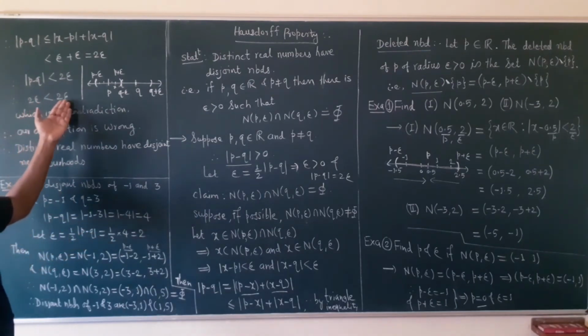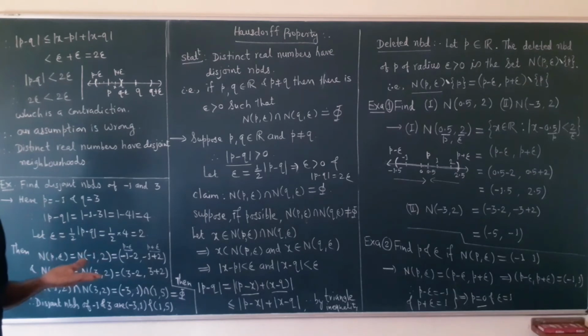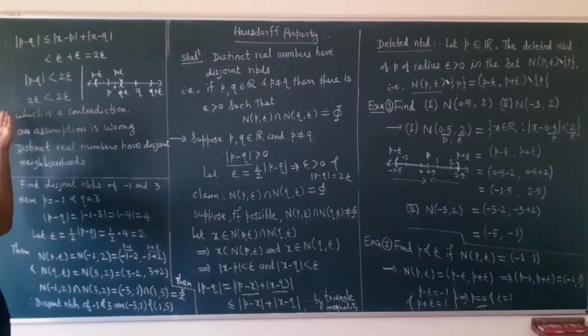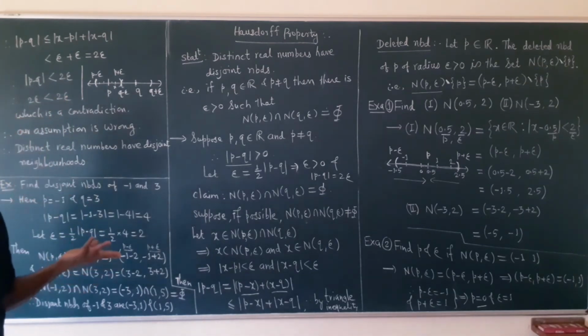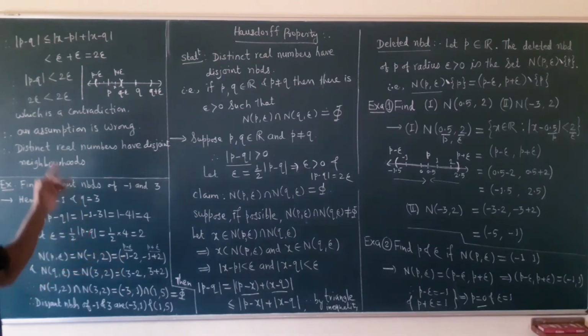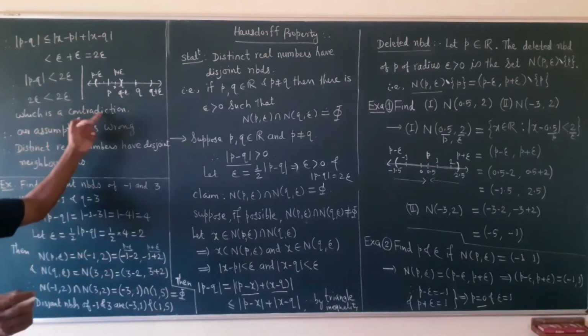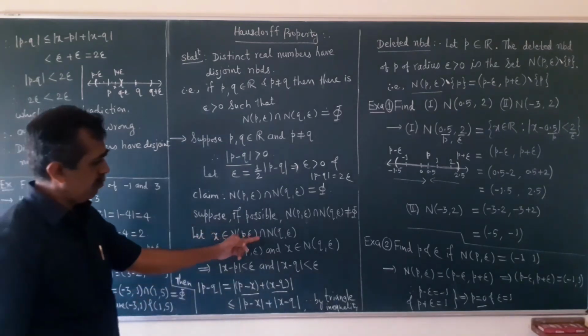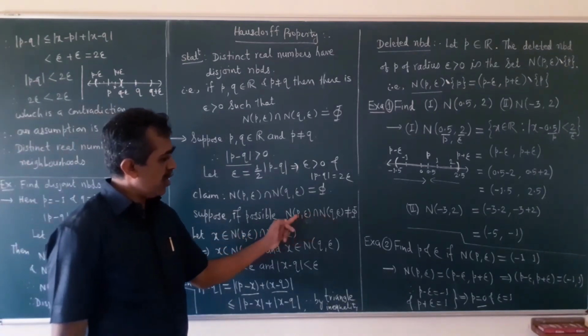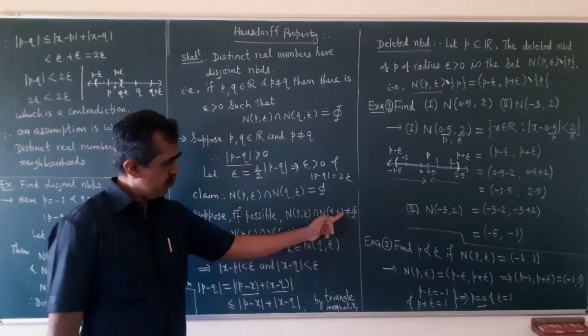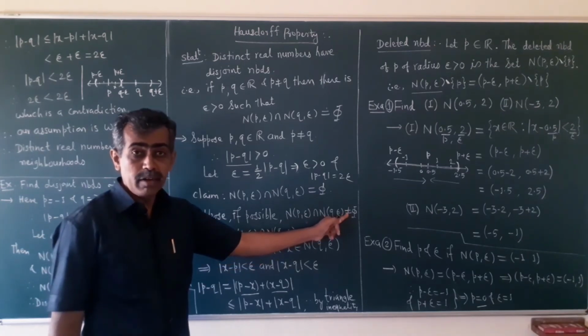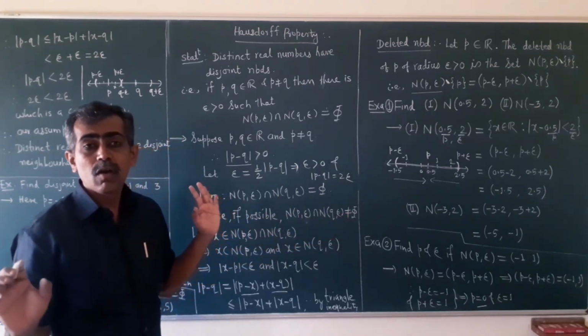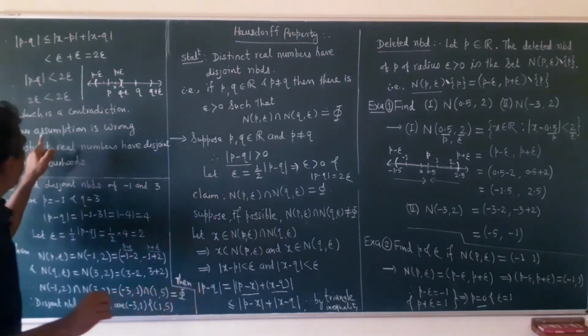If you cancel epsilon, then what do you get? 2 less than 2. Or if you cancel 2 epsilon from both sides, 1 less than 1. 1 cannot be less than 1, which is a contradiction. Therefore, this contradiction is because of our wrong assumption. What is your wrong assumption? That these two neighborhoods have something common. So, they have nothing common. Okay. Therefore, our assumption is wrong.